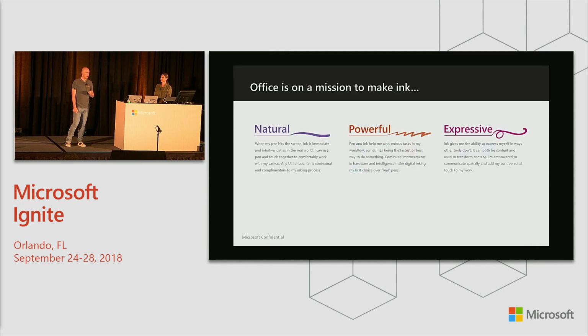And then finally, just to summarize, Office is really on a mission to make ink natural, powerful, and expressive. The natural part is all about, you just pick up this pen and you know how to use it. You put it to the screen, it'll start inking. The powerful piece is around intelligence and bringing new capabilities to what you can do with pen and ink when you're on a digital device. And the expressive part is all about enabling you to communicate in different ways and just express yourself in ways that you would have never done otherwise.